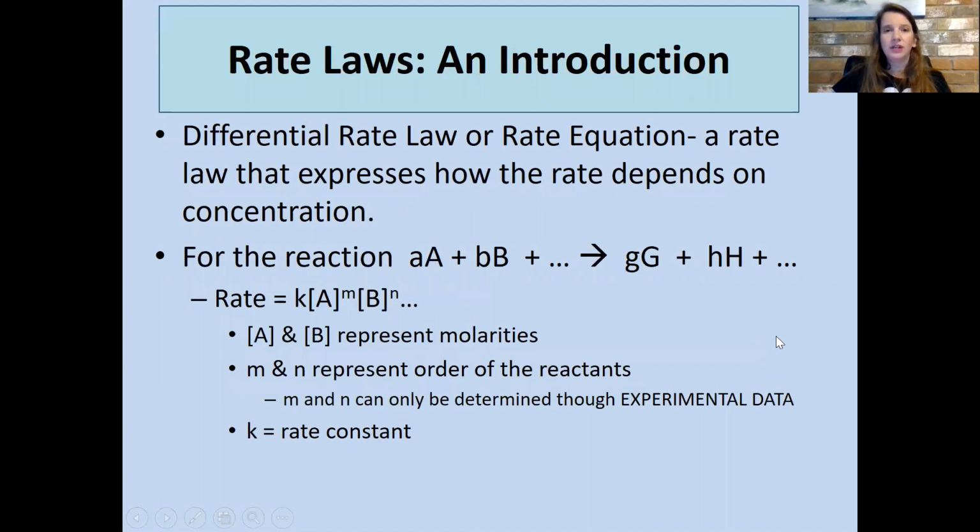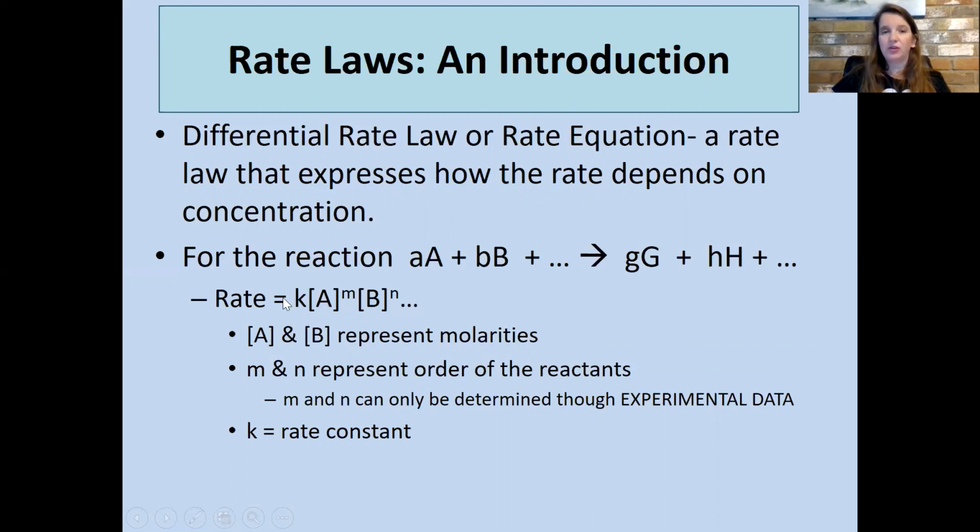When you look at a reaction here, the rate law is always going to be written as rate equals K times the concentration of one of the reactants to some power times the concentration of another reactant to some power. Anytime you see brackets, the brackets represent concentration. You'll notice that these exponents behind it represent the order of the reactants. I'll show you how to figure out what the order of each reactant is. We have to look at experimental data to figure out what that order is going to be. The K is going to be some constant.